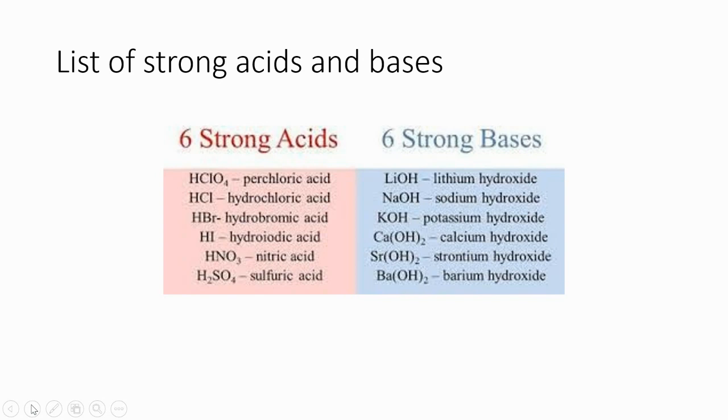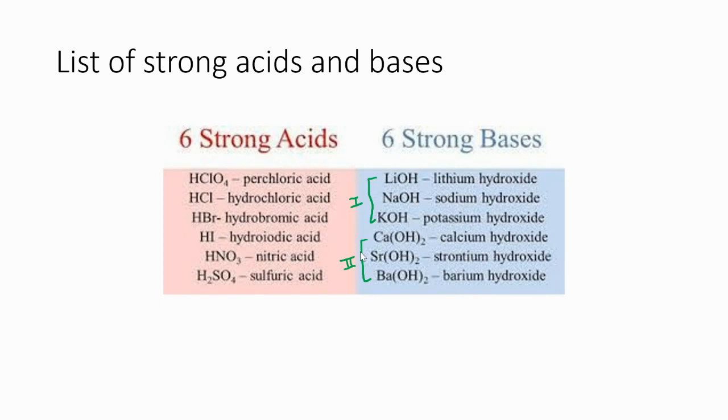So, perchloric acid, hydrochloric acid, hydrobromic acid, HI, hydroiodic acid, nitric acid, sulfuric acid. Those are the strong acids. Every other acid that you ever run into, chances are it's weak. Strong bases, we have some hydroxides. And I think the easiest way to remember these is as follows. Lithium, sodium, and potassium, these are all group 1, first column hydroxides. Calcium, strontium, and barium hydroxide, these are all group 2. So it's kind of easy to remember that.